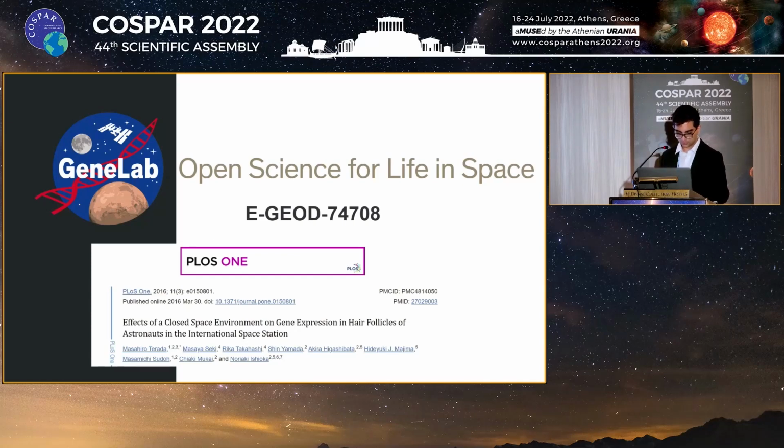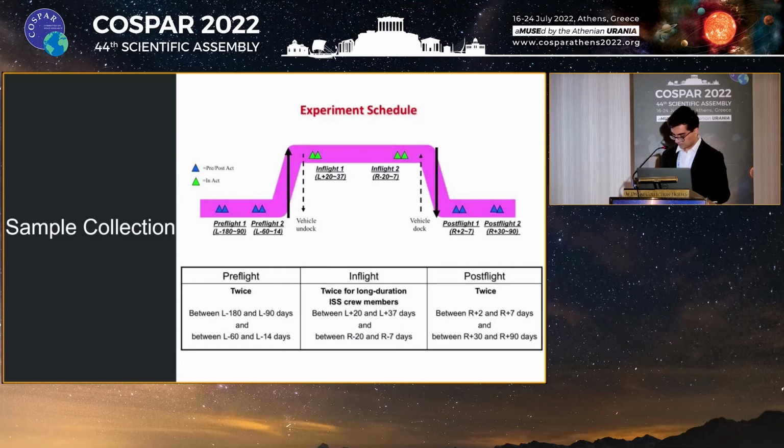Okay, so this image is from the previous study, and it shows their sample collection schedule. Hair samples were collected from 10 astronauts, twice each, pre-flight, in-flight, and post-flight after returning from the ISS. The collection times ranged from 6 months before leaving to 3 months after arrival back on Earth. These samples were then sequenced using microarray and real-time qPCR.